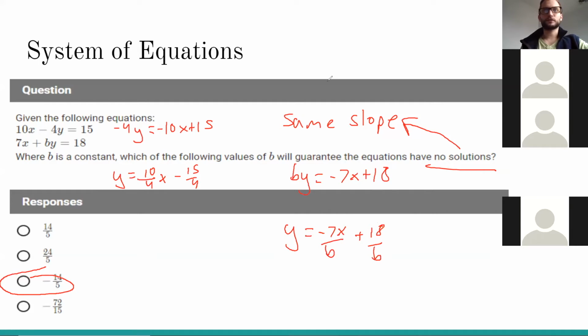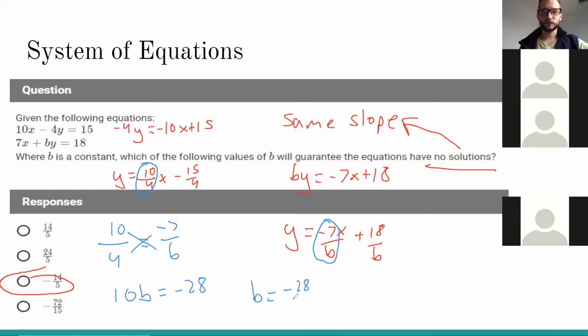So it comes down to this. 10 over 4, negative 7 over b. Those are the two slopes of these two equations, and we just set them equal and solve for b. 10 over 4 equals negative 7 over b. Cross multiply. 10b equals negative 28. Divide by 10, we get b equals negative 28 over 10, and then we can just pull out a 2 to give me negative 14 over 5. So the correct answer is C here.